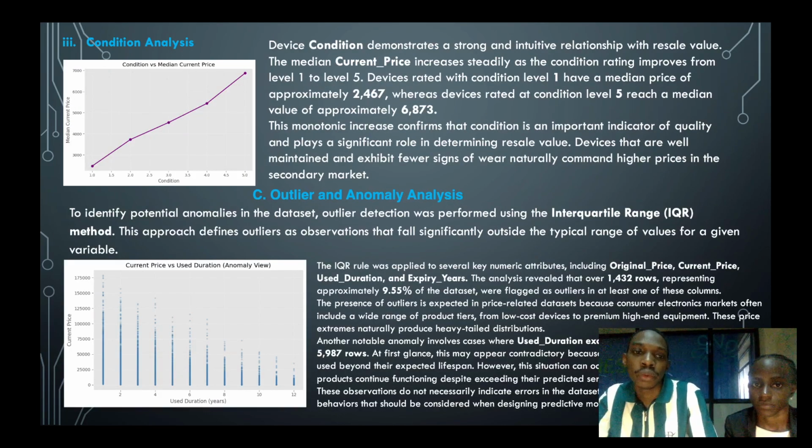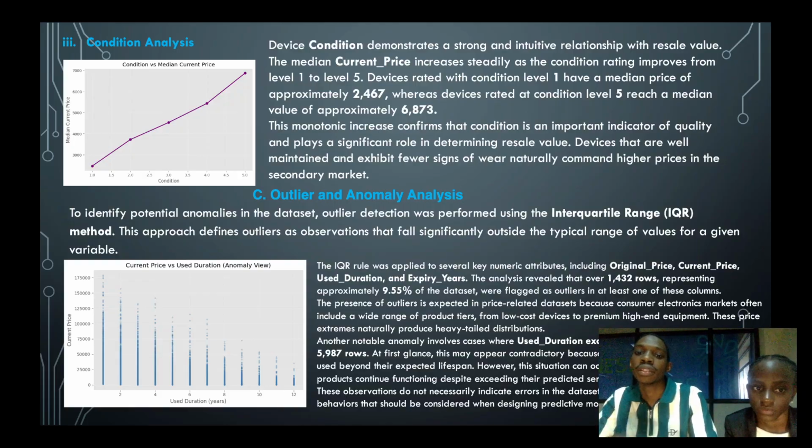So next, we had the condition analysis, and device condition demonstrates a strong and intuitive relationship with resale value. The median current price increases steadily as the condition rating improves from level 1 to level 5.